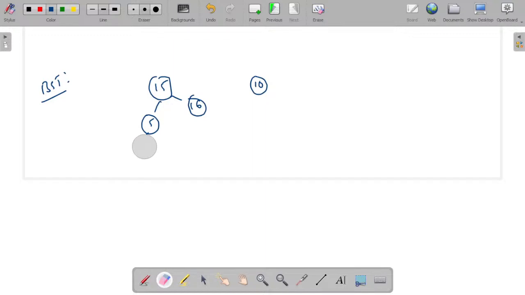Okay, and now if I've been asked to delete 15, I have to replace this 15 with the in order successor, which is this. So now the tree would change into something like this. 16 goes up and 5 stays as it is. So this is how binary search tree deletion actually works.